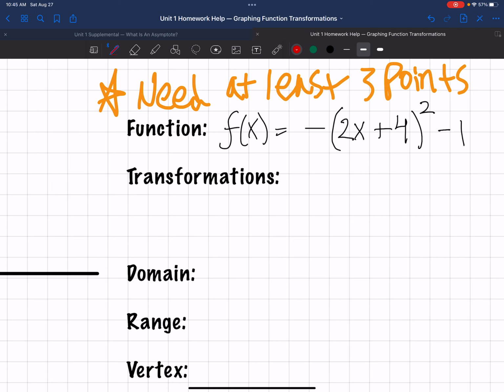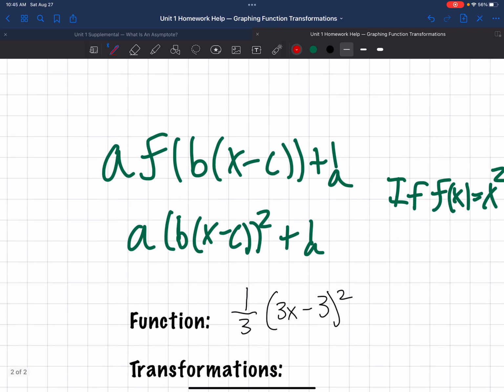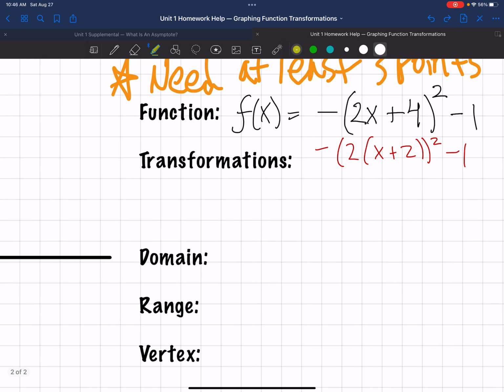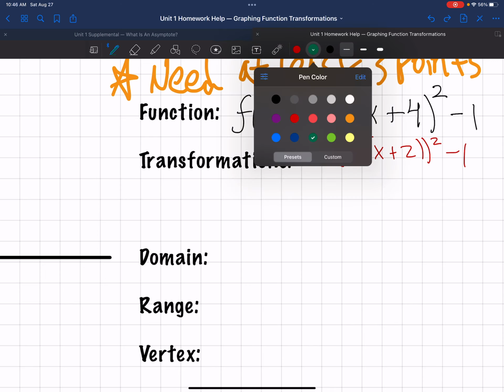Anyway. So let me rewrite this as negative, parenthesis, 2, and I factor that as x plus 2, squared minus 1. Now it looks like the form, right? Now it looks like that thing I wrote down there in green. So, reverse that. Let's identify a, b, c. I'll do this in blue.